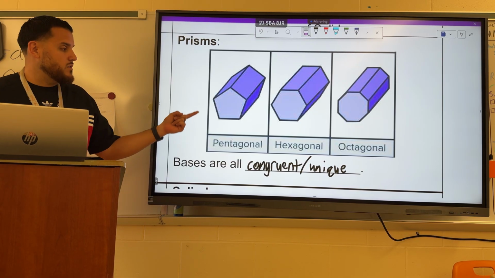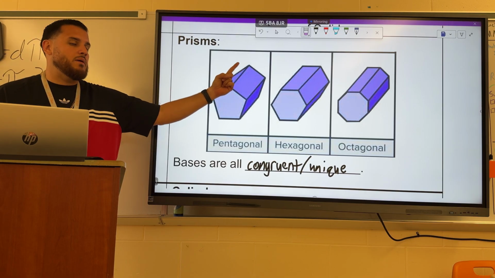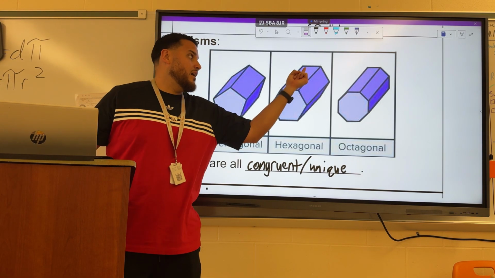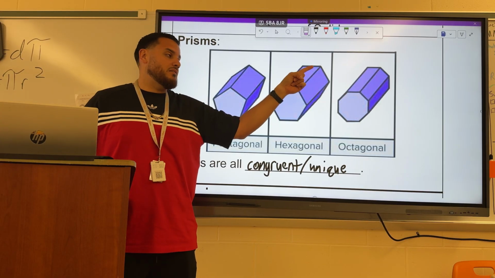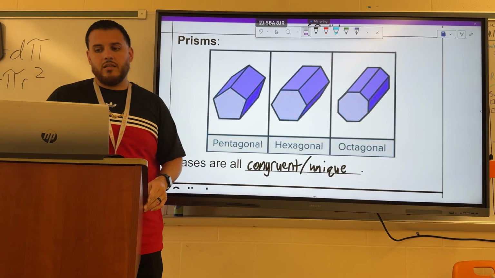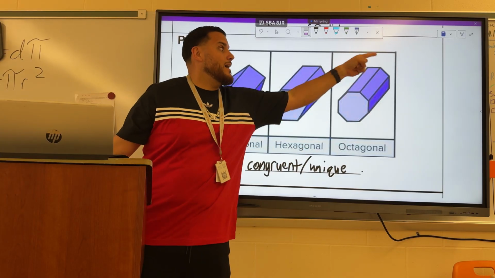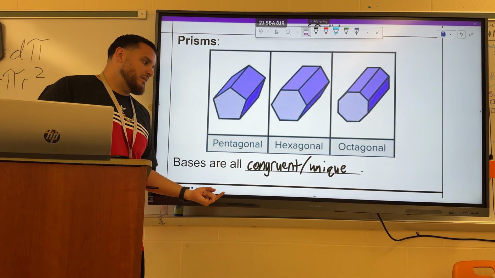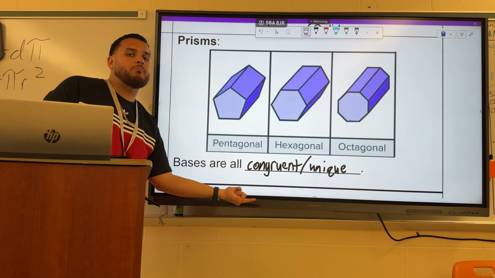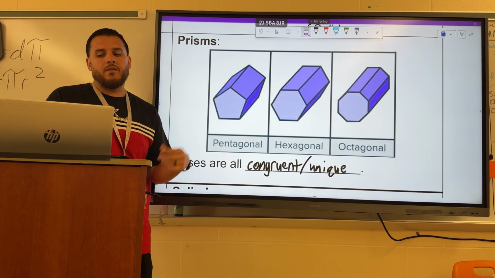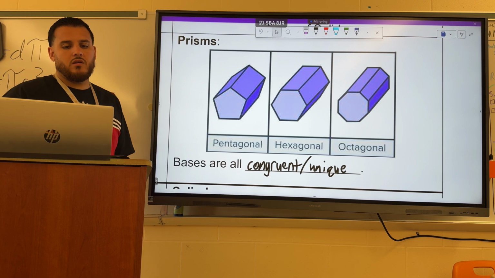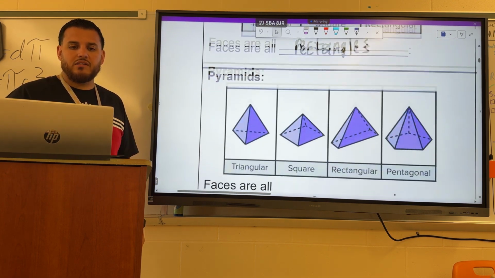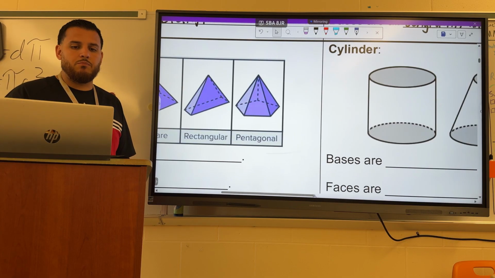So pentagonal prism, we have a pentagon in the front, pentagon in the back, 5 rectangles connecting. Hexagonal prism, there's a hexagon on the opposite side, rectangles connecting them. An octagon on the opposite side, 8 rectangles connecting them. So all bases are going to be congruent and opposite of each other, and they're going to be connected by rectangles for our prisms. Another type of figure that we have that's similar to the prism is the pyramid.